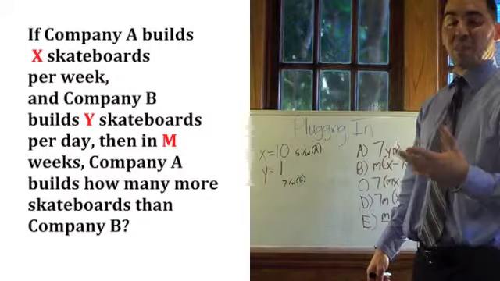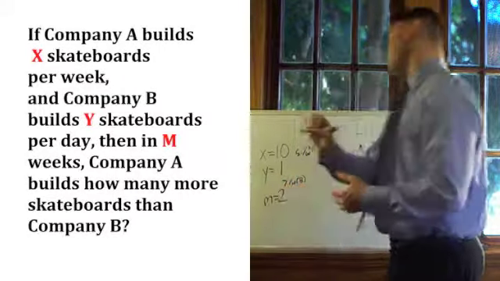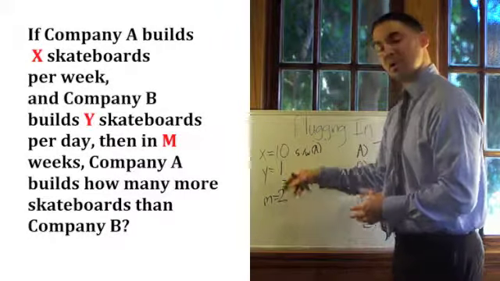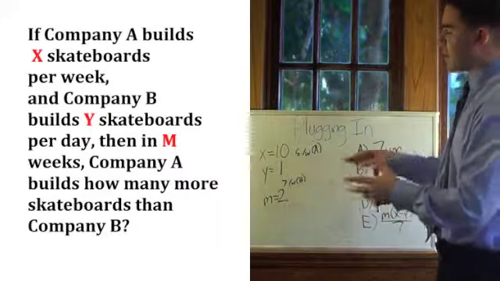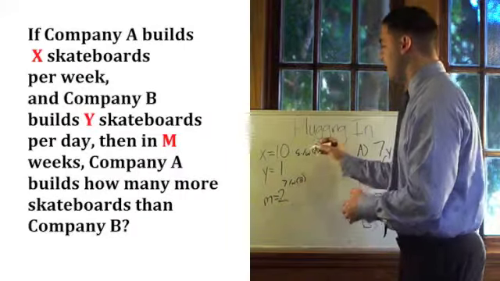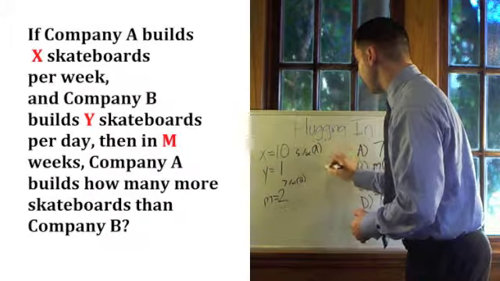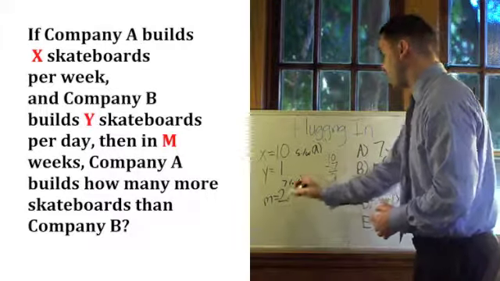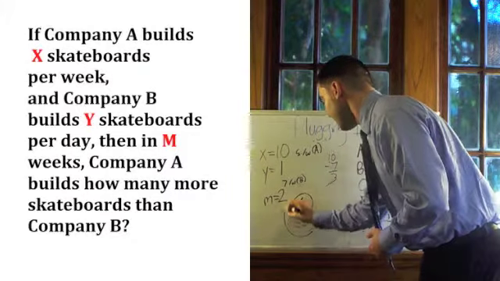Now, we have to figure out how many weeks it's going for. We're going to say M equals 2. The reason why is that you usually don't want two of the variables you put in to be the same, or it can get really confusing with the answer choices. So let's make them a little bit different here. If every single week, company A is making 3 more skateboards than company B, for 2 weeks, we have a total of 6 more skateboards being made.